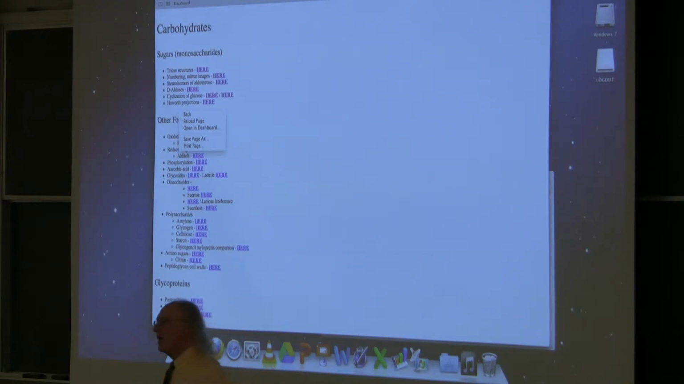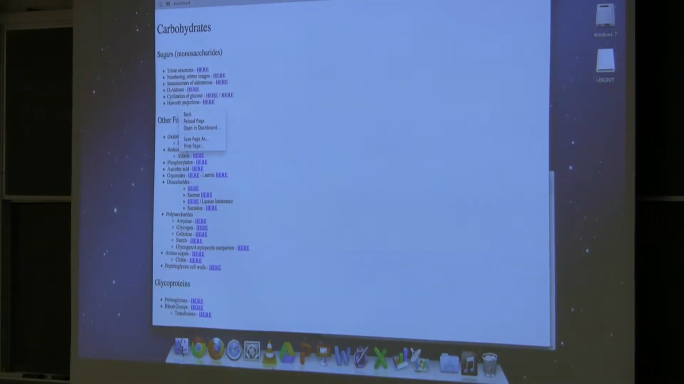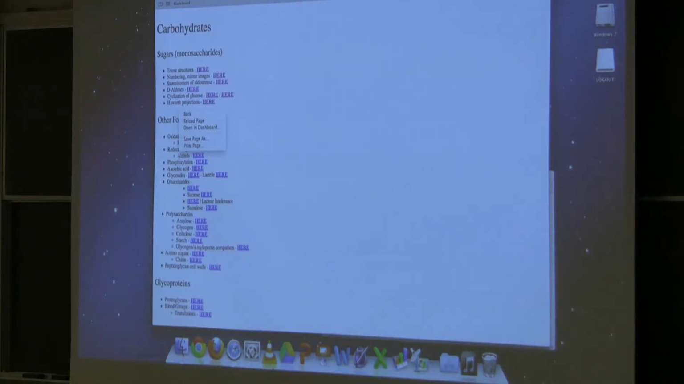Flexibility into the schedule. All right, well, what I want to say today is, let's see, make sure I've got my camera on here. I forgot to do my usual last-minute check. Yes. Okay. So what I want to do today is finish up talking about carbohydrates in general, and then we're going to start talking about the metabolism of carbohydrates.